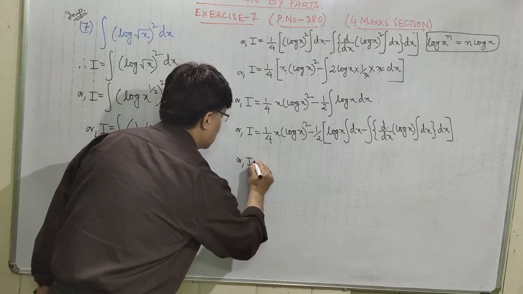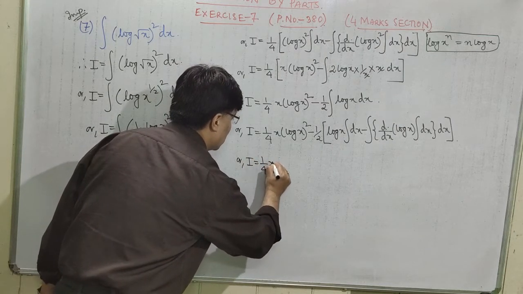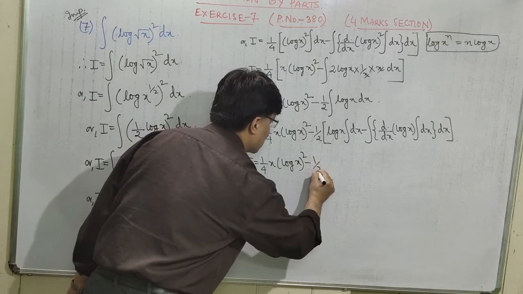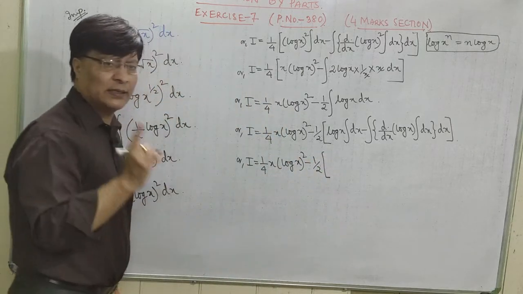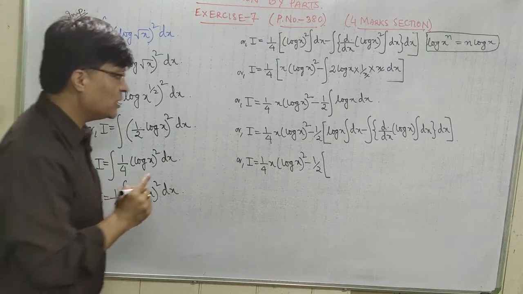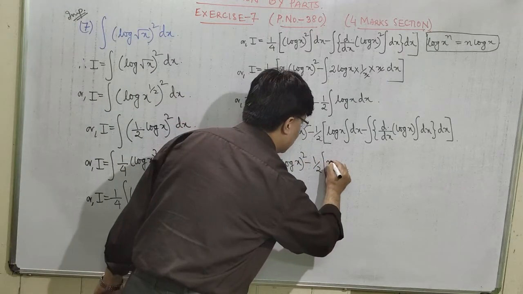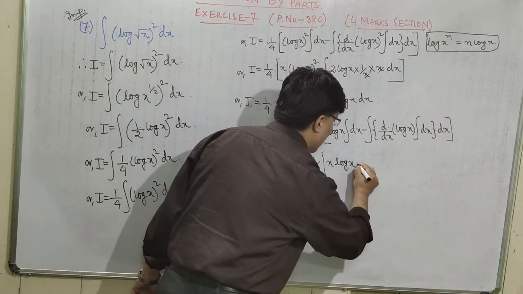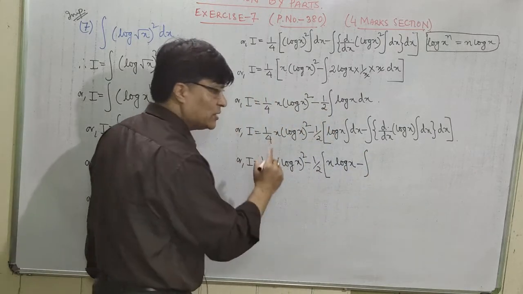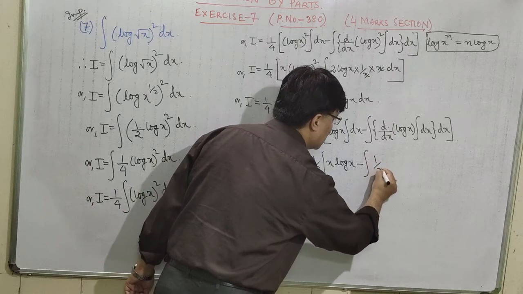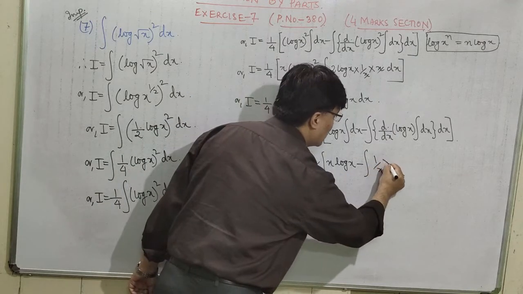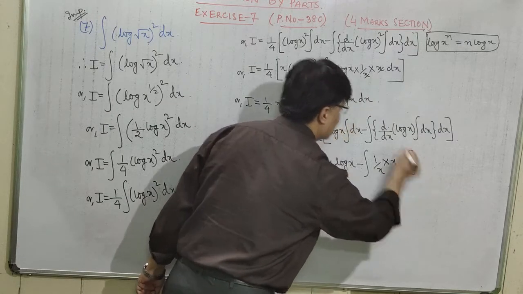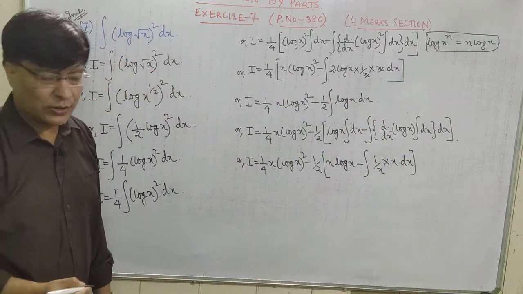Now I is equal to 1/4 x into (log x) whole square minus half, within the bracket. Now you first integrate. What is the integral of dx? That is your x. So this is x log x minus integration of, what is dy/dx of log x? It is 1 upon x into, what is the integral of dx? That is your x, then dx. The bracket is closed.